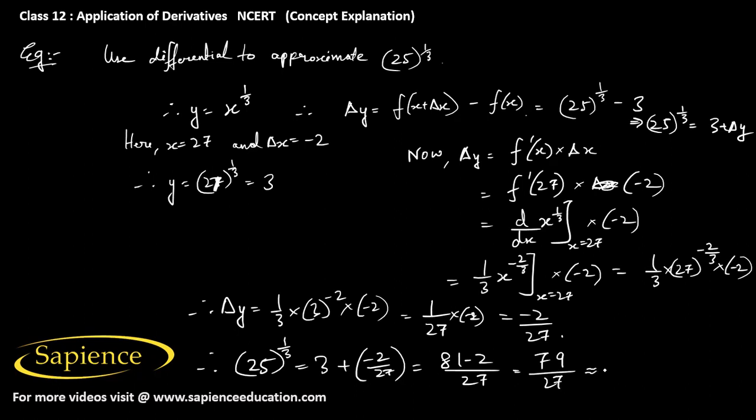So that will be approximately 79 by 27. So 27 threes are 81, so it is slightly less than 3, that is 2.93 approximately. So hope you have understood the concept of how to find the approximate values. Thank you.